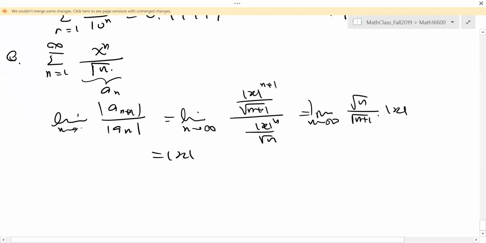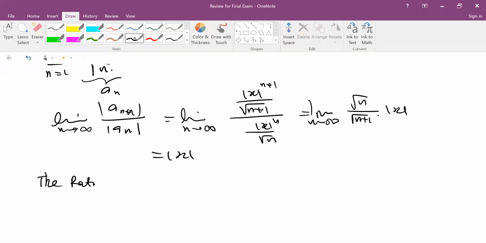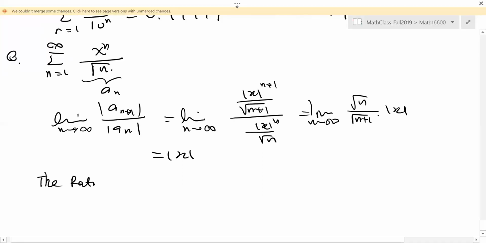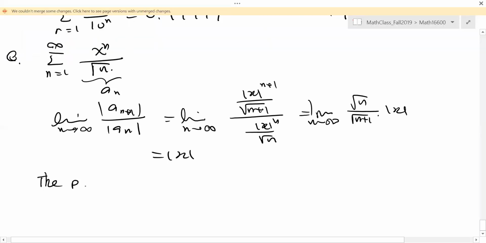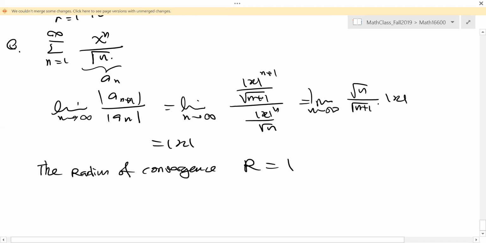So clearly we can see when it's convergent and when it's divergent, so the radius of convergence is going to be 1. And I have to find the endpoints. By the ratio test, if L is less than 1, it's convergent; if L is greater than 1, it's divergent. My only problem is what happens when x equals positive 1.